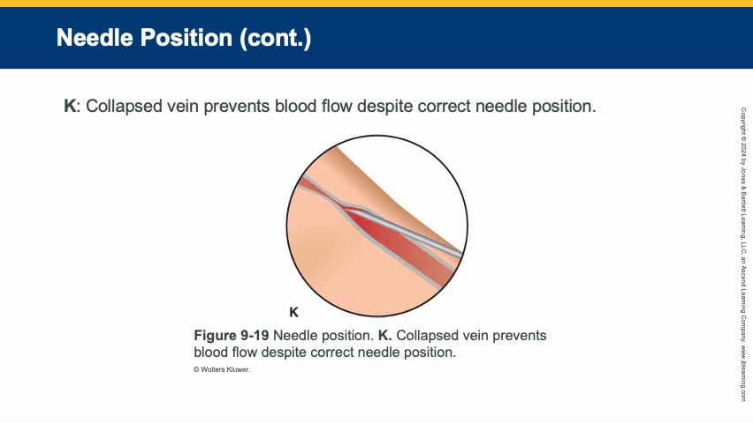A vein can also collapse if the tourniquet is tied too tightly or too close to the venipuncture site. In this case, blood cannot be replaced as quickly as it is withdrawn, causing the vein to collapse. In addition, veins sometimes collapse when the tourniquet is removed during the draw. This is often the case in elderly patients whose veins are fragile and collapse more easily anyway.